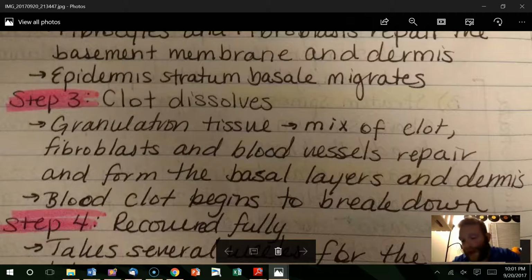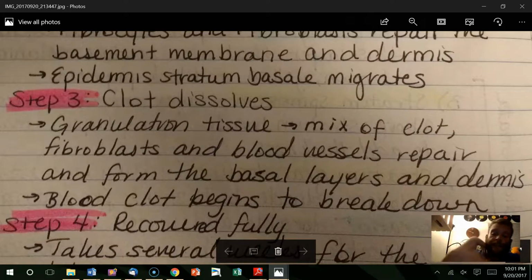So this clot is called what we say is called granulation tissue. Granulation tissue is just a mixture of the blood clot, the fibroblasts, and the blood vessels that are present to repair this wound. Okay, and these form from the basement layers or basal layers of your epidermis as well as your dermis. And so as those things start to divide, that granulation tissue starts to take over for the blood clot. And the blood clot starts getting pushed away.